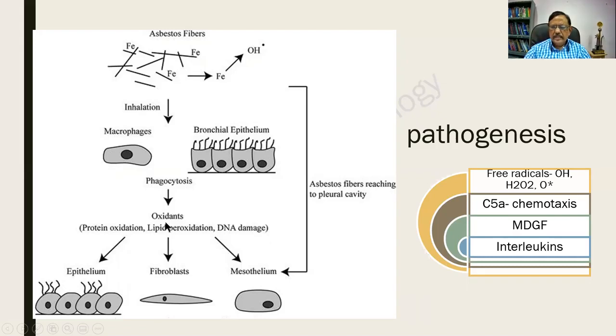And what are the cells it can damage? It can damage the epithelial cell. So there can be metaplasia, dysplasia, etc. It can lead to proliferation of the fibroblasts and there will also be a change in the mesothelium which can result in a mesothelioma. So these are the important things. The important mediators are mentioned here. You can just go through them. Asbestos fibers, macrophages, damage to the various cells given here.